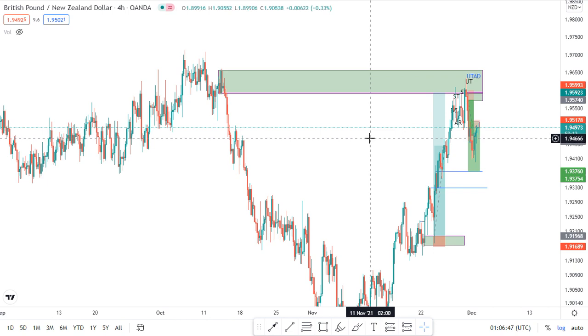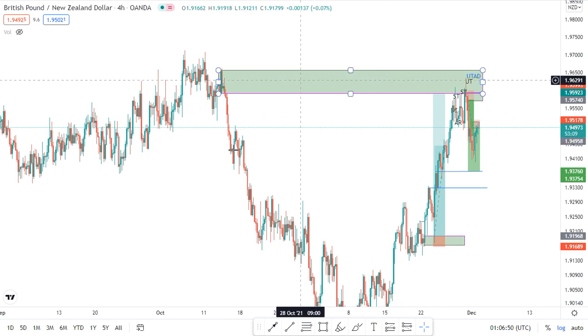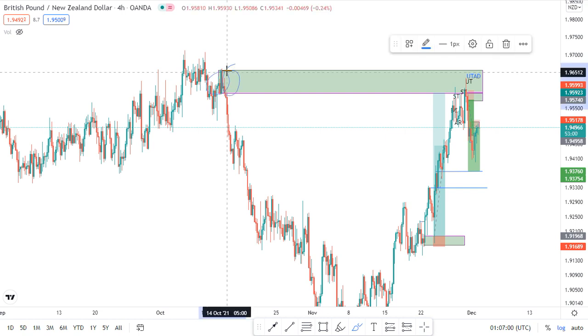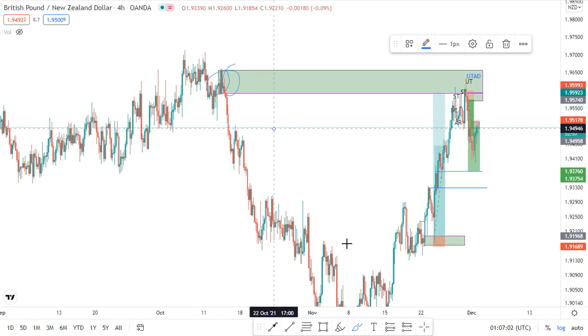So I checked here on my daily. I didn't find a valid order block. So I came to my 4 hour and I found this order block. This was a nice order block, guys. If you check, you could refine it. It was a nice order block.